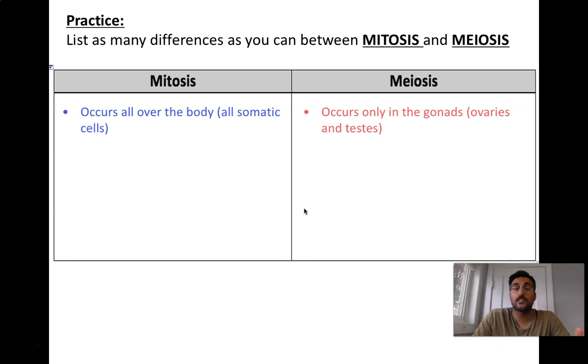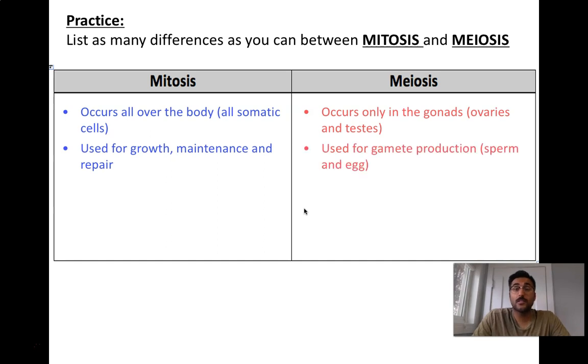All right, so labeling the differences between these, mitosis occurs all over the body. Meiosis only occurs in your gonads, the ovaries in women and the testes in men. Mitosis is used for growth, maintenance, and repair. Meiosis is used for gamete production in sperm in men and eggs in females. Mitosis ends in an identical cell. So if you started off as diploid, you're going to have a new cell that's also diploid. So 46 chromosomes, and you make more cells which also have 46 chromosomes.